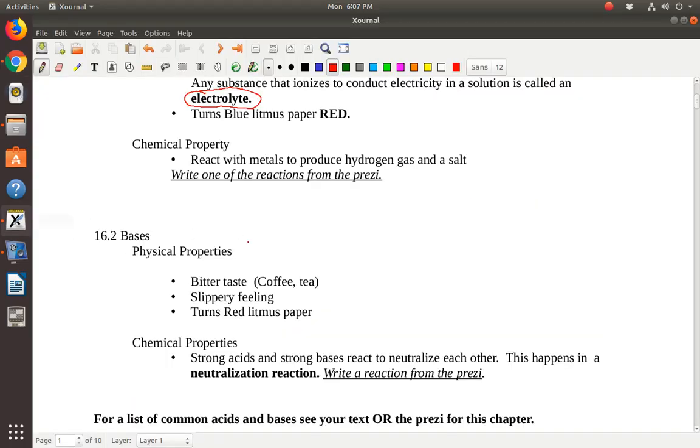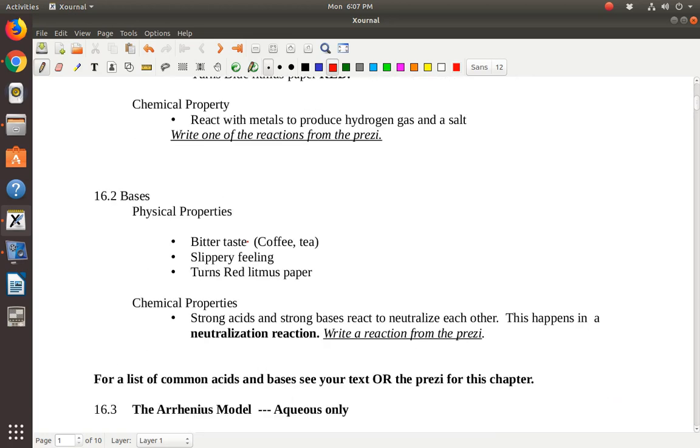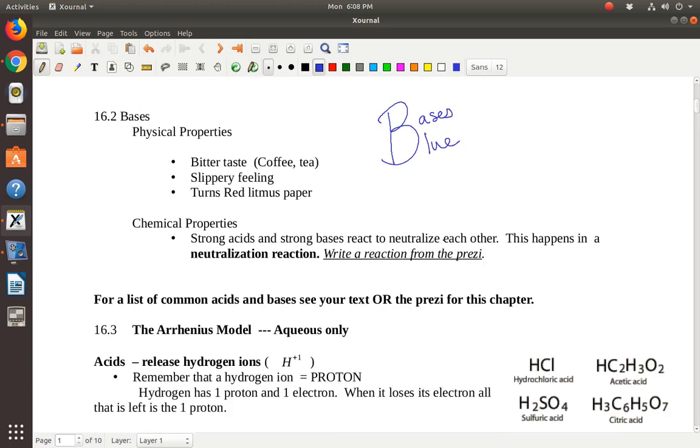Okay, we did this. We got to add our mnemonic device for bases. So bases, and I'm going to write it in blue, bases turn litmus paper blue. So that's just to help you remember that.